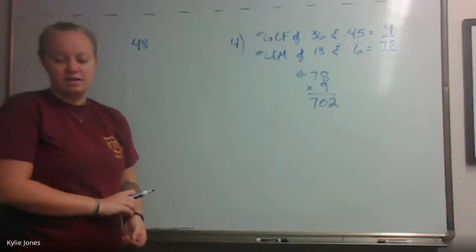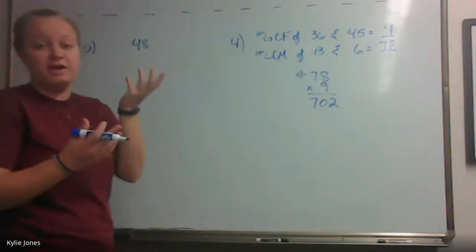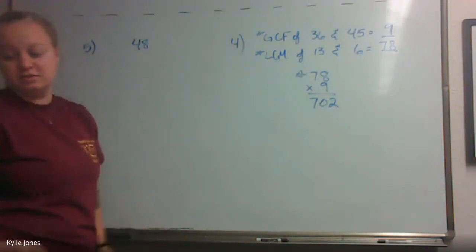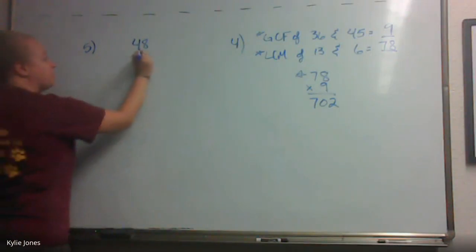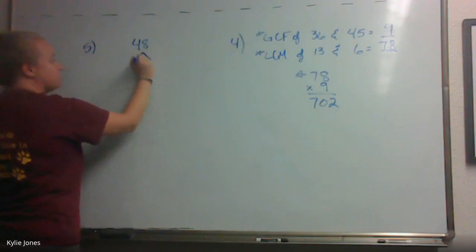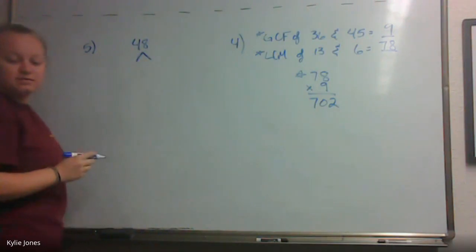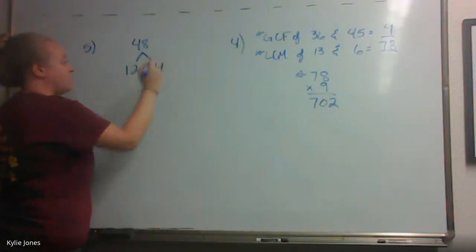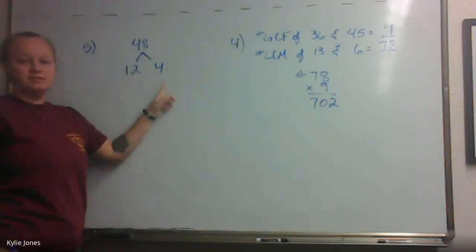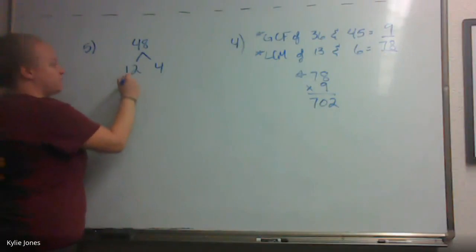Okay? And our last one, number 5. We just need to make a factor tree, so find our prime factors for 48. So, what numbers multiply to 48? 12 and 4 or 6 and 8? Good, 12 and 4. Let's do 12 and 4. Are either of those prime numbers? None of them are. We can figure out what goes into both.